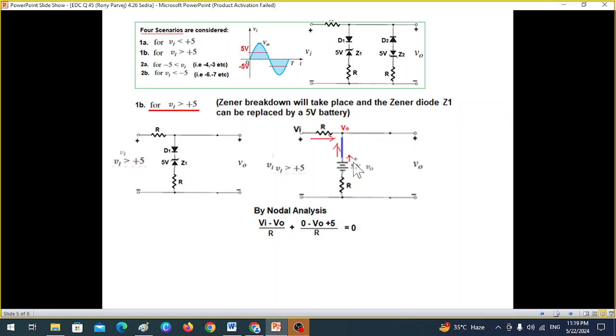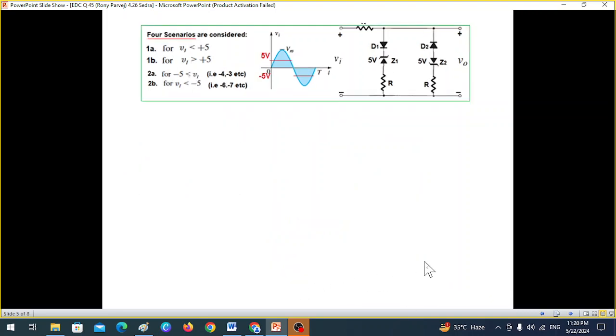And about this battery, should we write it plus or minus? So a simple technique: if you draw a small arrow from the positive side of the battery going outwards, and then you compare the main current and this current, if they are in the same direction, then the battery will be written as positive. So we'll write it positive 5. And now, since it is dividing by R, we just cancel R. So this will be the equation. And finally, solving this, we'll find V out to be (VI plus 5) divided by 2. So this is part 2.